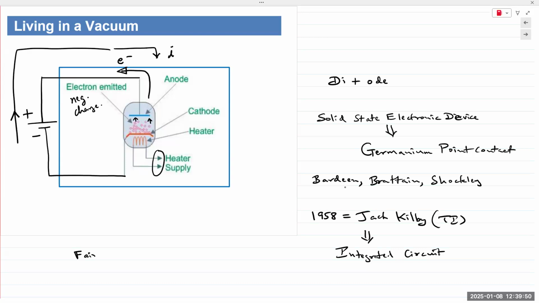and I'll give you the names. So, Fairchild Semiconductor Technologies. And these 2 left Fairchild Semiconductor and went on to found a different company. Anyone guess what company that was? Noyce and Moore.